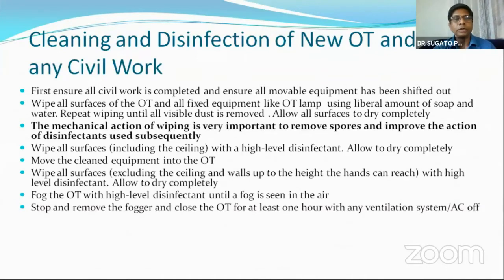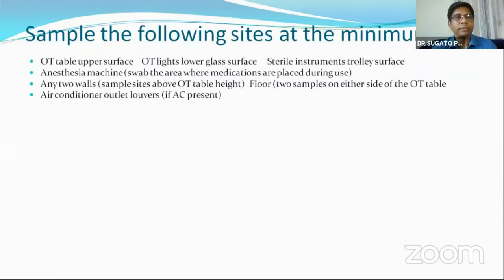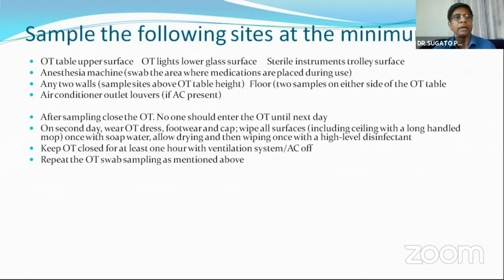Once the fogging is completed, swab sampling has to be taken. The person taking the swab should be in OT dress, cap, and mask, and use sterile gloves when performing the sampling. Only the person taking the sample should enter the OT. Swab samples should be taken from the OT table upper surface, OT table lower surface, the floor, the wall, the air conditioning, and the air handler. After the sampling, the OT should be closed till the next day.